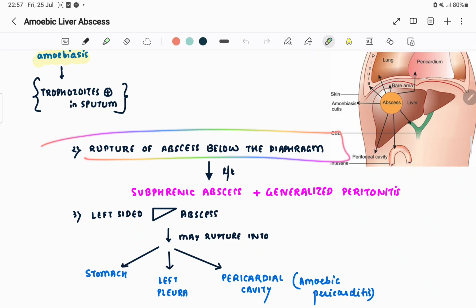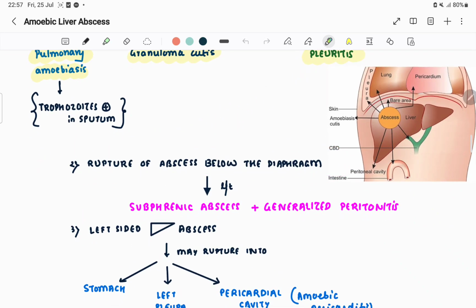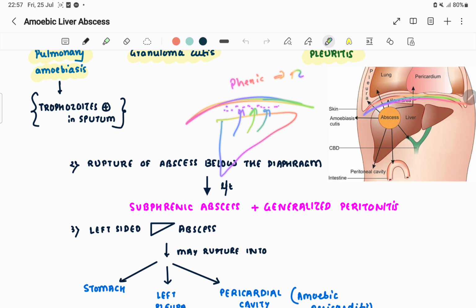Rupture of abscess below the diaphragm. If it is rupturing below the diaphragm, look at this. This is the diaphragm, okay, and here it is the liver. It is rupturing below the diaphragm, then it will cause a subphrenic abscess. The word phrenic means diaphragm. Diaphragm is called phrenic, and subphrenic means below diaphragm. So subphrenic abscess is basically caused due to rupture of abscess below the diaphragm.